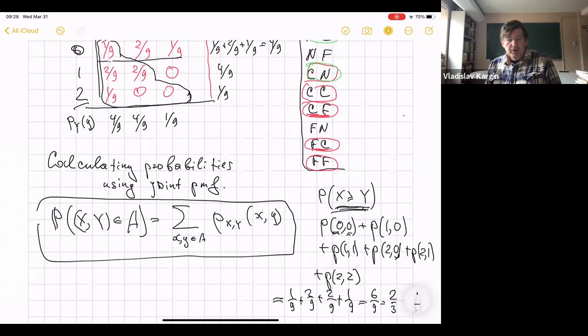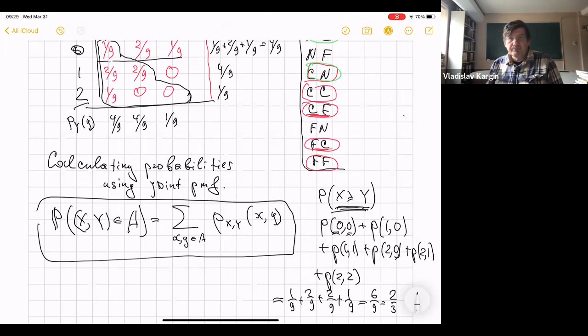Okay, and this is the same as when we do the univariate case, right? Except that here the event can be more complicated. In the univariate case, it was just something simple. Here, this is a sort of triangle of outcomes, so the shapes of the events can be more interesting.